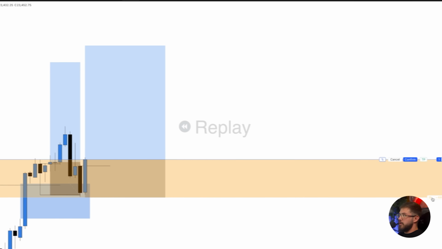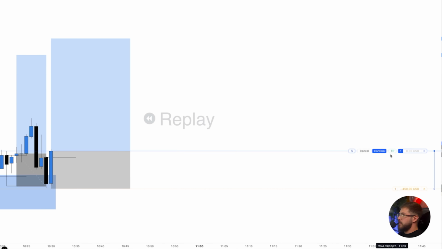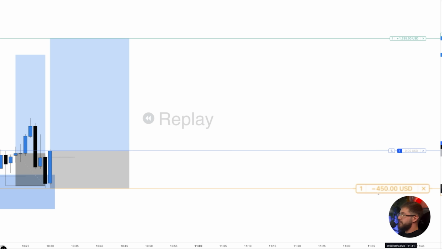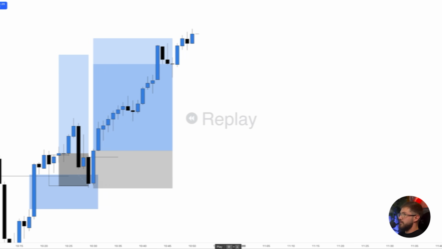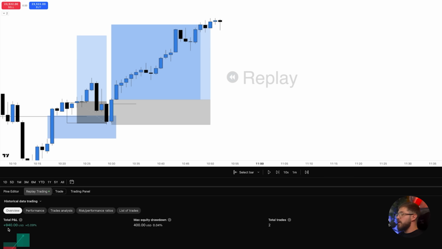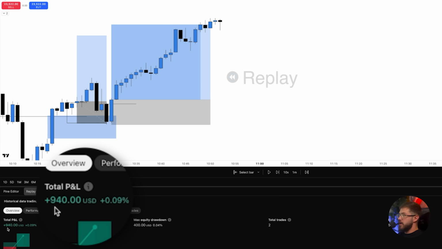You would put your stop loss down 1 tick below that candle, and then you're going to put your take profit at that fixed 3-to-1 risk to reward. And as you can see, we've got $450 at risk to make $1,335. So you're going to sit back and let the market do the lifting for you. And as you can see, the market hit the target. And even with a losing trade, you would have still walked out on the day making $940.